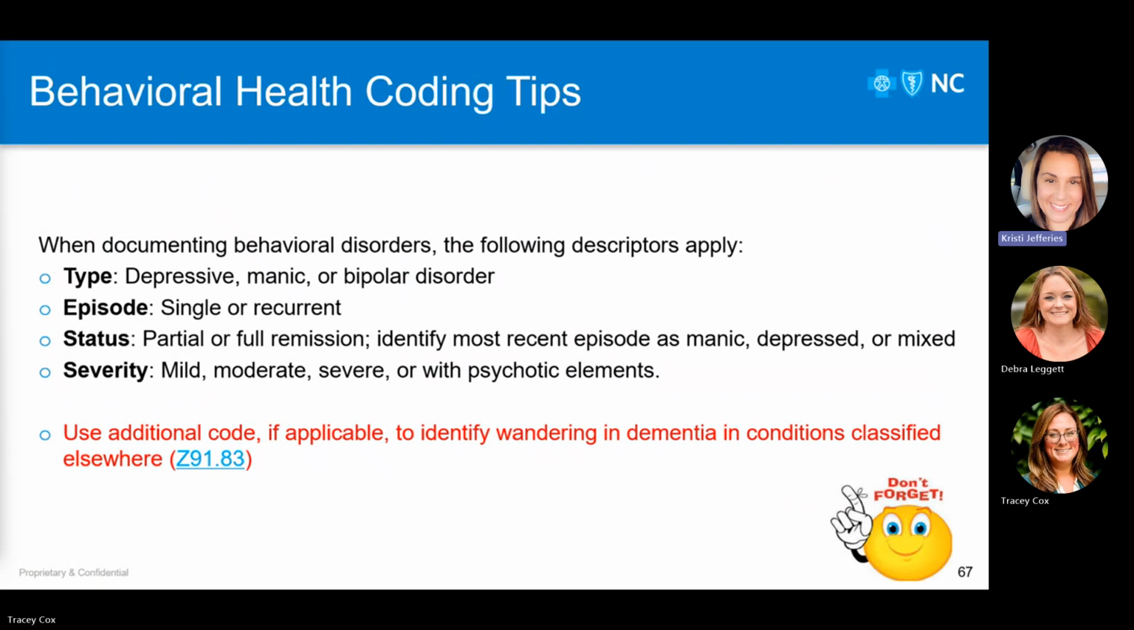As we wrap up our presentation today, we want to leave you with a few coding tips for behavioral health. When documenting behavioral disorders, your provider should be encouraged to document to the highest specificity known. The type of a condition, the frequency of the episodes, the current status of the condition, and the severity of the condition should all be assessed and documented so they can be reflected in the coding for each patient. Also, specific to dementia patients, you should include code Z91.83 to reflect wandering in dementia when present.